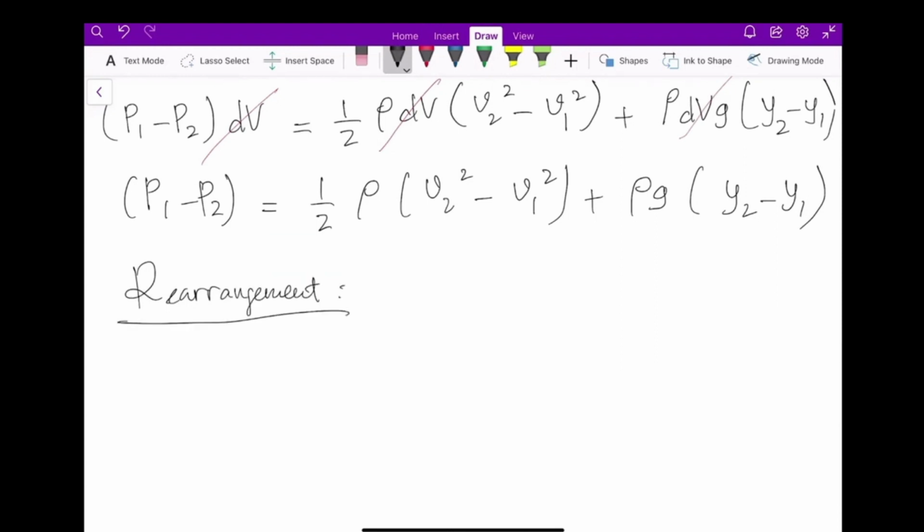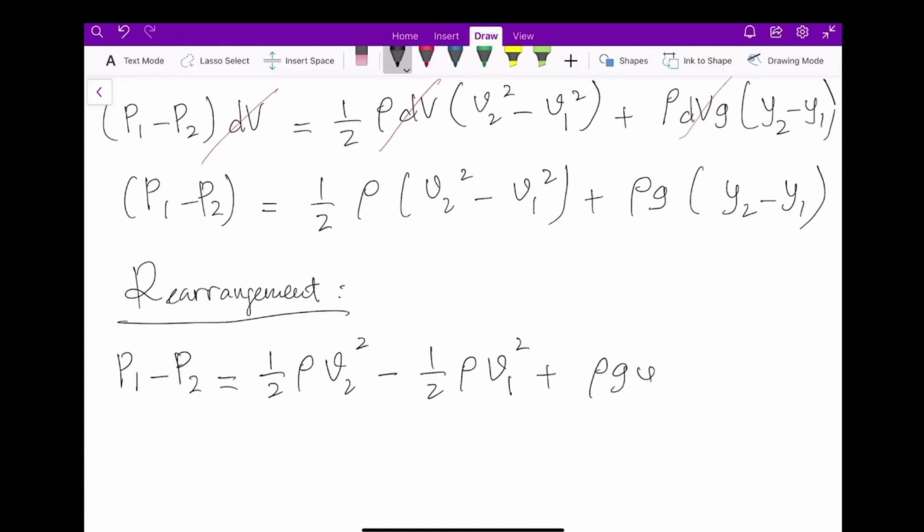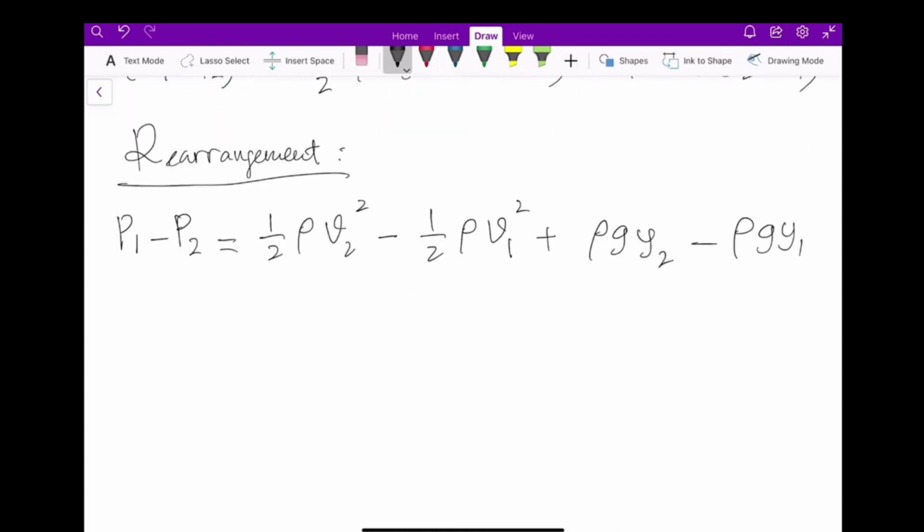If we do rearrangement, for example, you open the bracket. Okay, let's do it together. We open the bracket. We have P1 minus P2 equal to rho V2 square, rho V1 square, rho G Y2, rho G Y1. Okay, I hope I write all of them correctly.